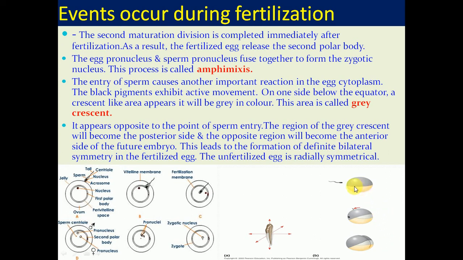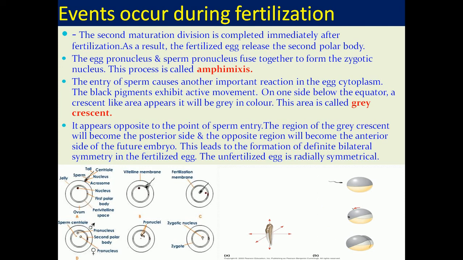In this figure we can see this is the animal pole, this is the vegetal pole. The sperm enters around this animal hemisphere. Once it enters, near about here one crescent-like area which is grey in color is formed, which is known as the grey crescent. It appears opposite to the point of sperm entry, meaning if the sperm enters from this side, the grey crescent is formed on the opposite side of the sperm entry. This will become the anterior side of the future embryo.